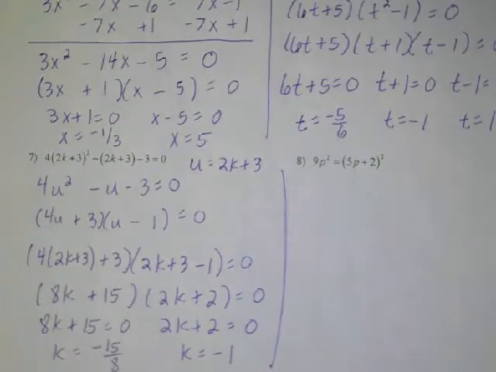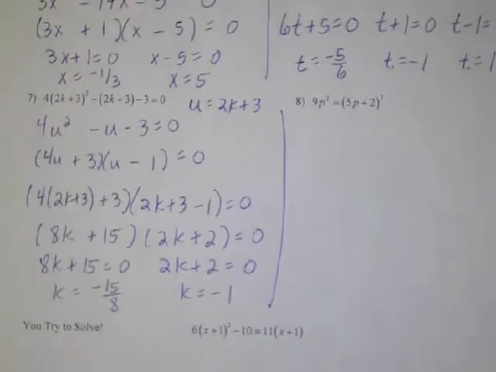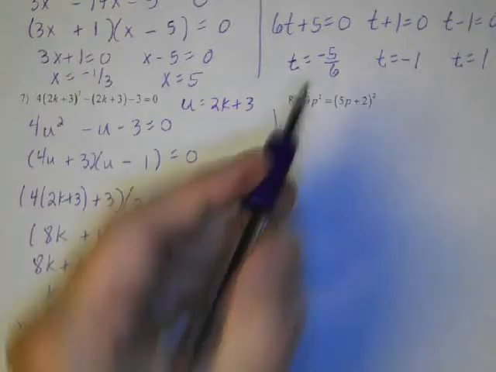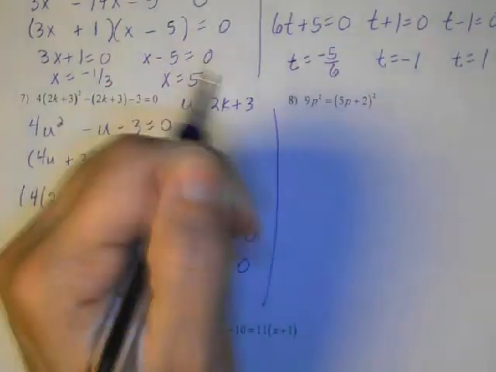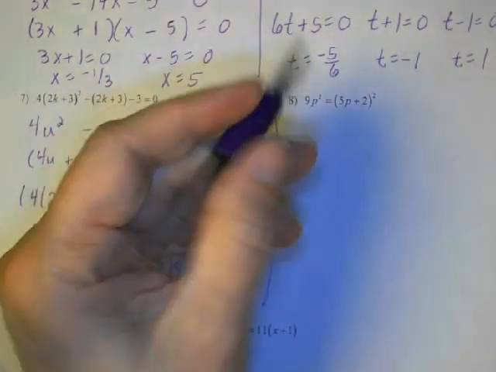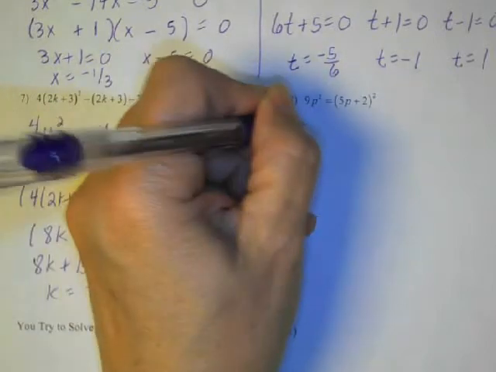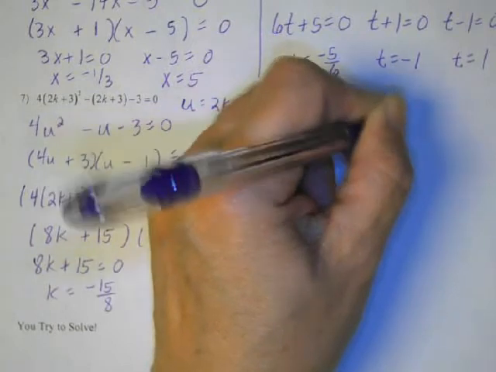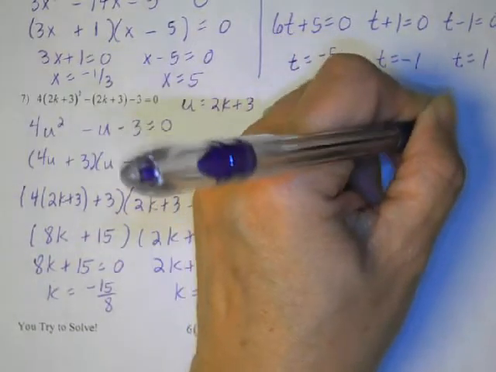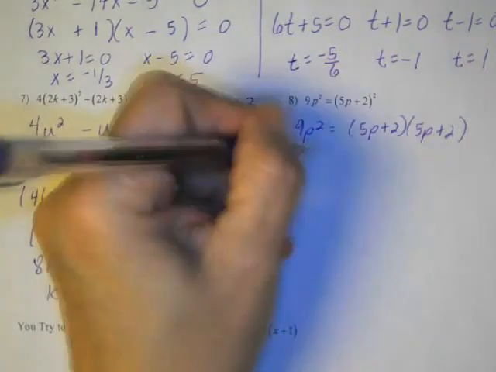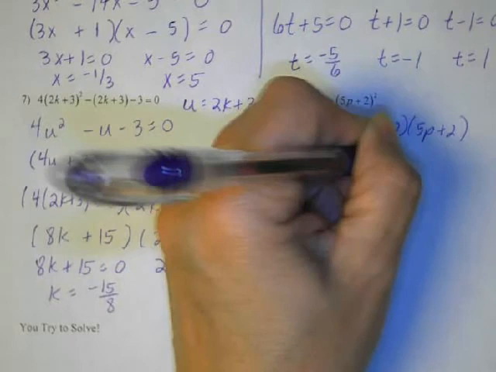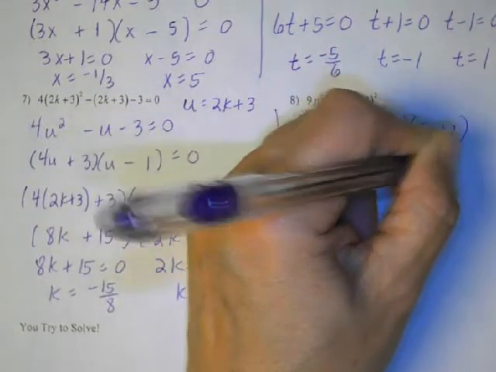Problem 8 could be done by FOILing or by seeing you have a difference of squares. I am going to say that probably for most of us it's easier to just FOIL. So I'm going to say 9p squared equals 5p plus 2 written twice, and I'm going to FOIL. 9p squared equals 25p squared plus 20p plus 4.